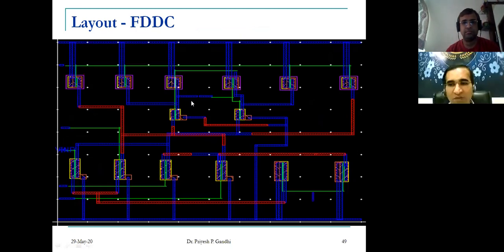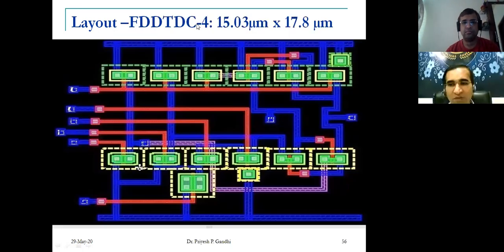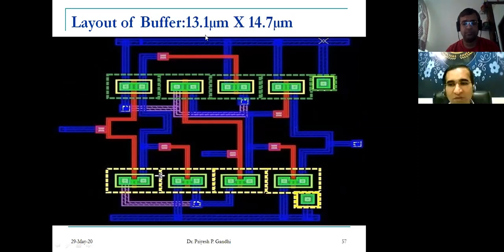Now, if we go to the layout of FDDC 4, that is the final PC10 proposed comparator, that is our ultimate design. The area occupied by the comparator is 15.03 micrometer by 17.8 micrometer. Again, this is the layout in Cadence, and this is the layout of the buffer that I have already told you about. We have to convert the two-ended output into a single-ended output. That is 13.1 micrometer by 14.7.